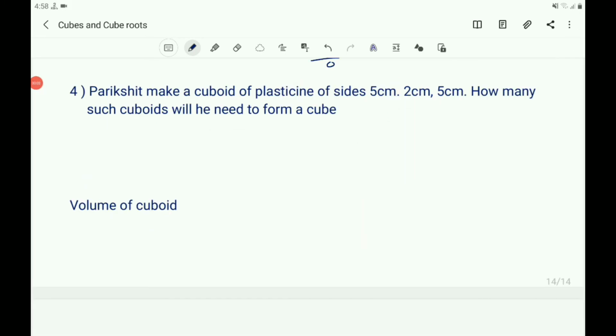Now the fourth question. Parikshit makes a cuboid of plasticine of sides 5 cm, 2 cm, 5 cm. How many such cuboids will he need to form a cube? Here Parikshit makes a cuboid of the plasticine. What is plasticine? It is a molding material. You can make a model by using the plasticine.